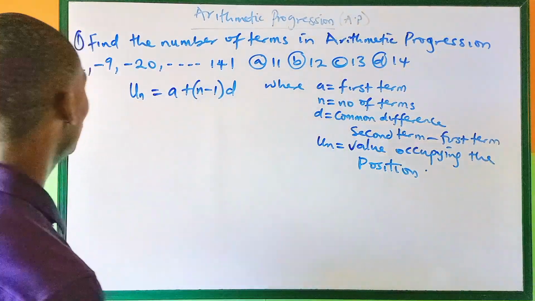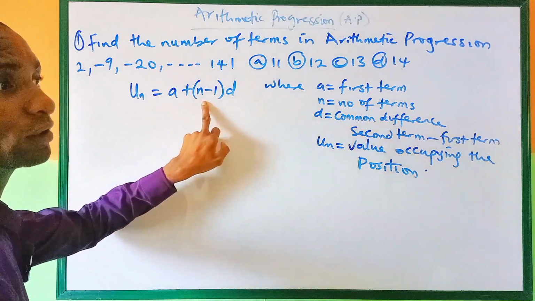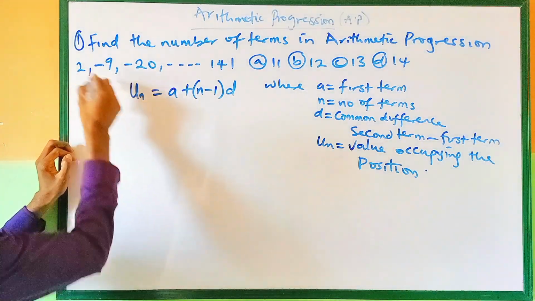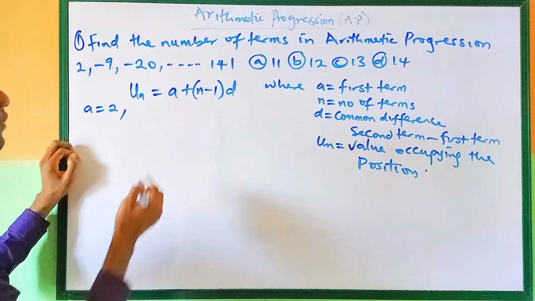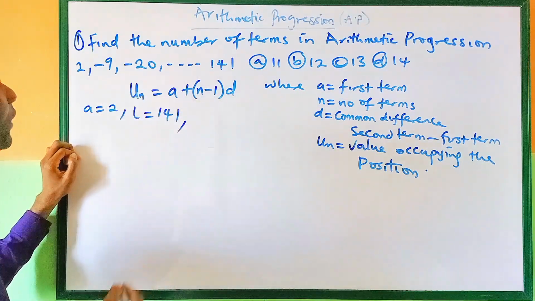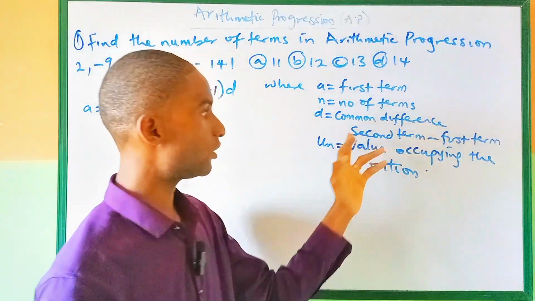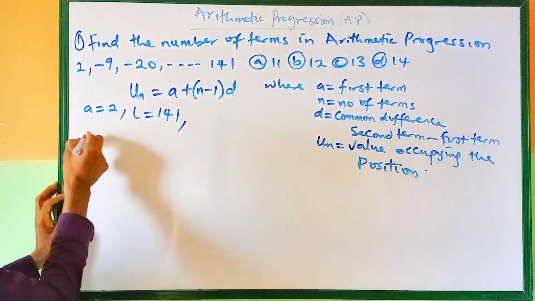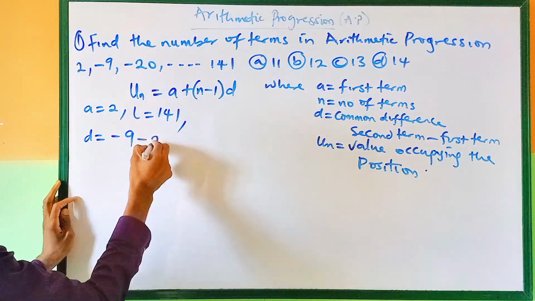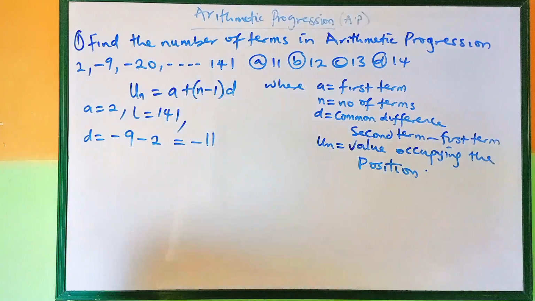So let's come back to this question. The question says find the number of terms in the AP. So the number of terms, the value we're looking for, is n. The first term here, our A, is 2. You were given the last term, which is 141, and you were not given the common difference, but you can calculate it. The formula for common difference is second term minus first term. So your D is going to be minus 9 minus 2, and that will be minus 11. So your common difference is minus 11.